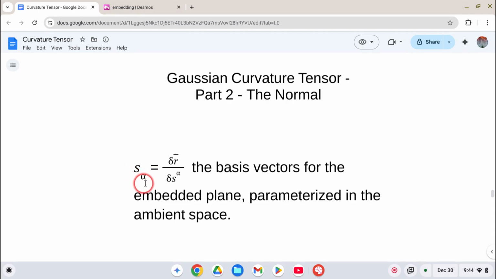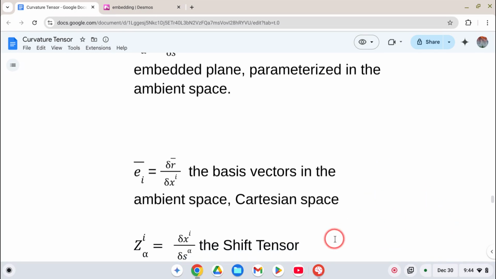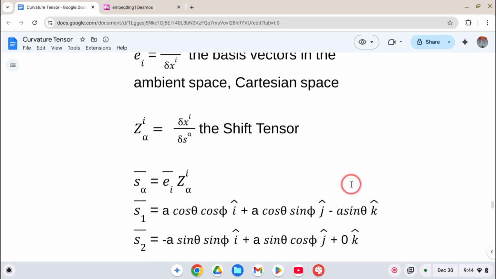We found the basis vectors in our parameterized embedded space by taking the derivative of the position vector with respect to the coordinates. We found the regular basis vectors of the ambient space, which is the Cartesian space. And we defined a new thing called the shift tensor, which was the derivative of the ambient coordinates with respect to the embedded coordinates. From that, we were able to calculate our basis vectors for the embedded space, and we're going to look at that in a second. And they were this.